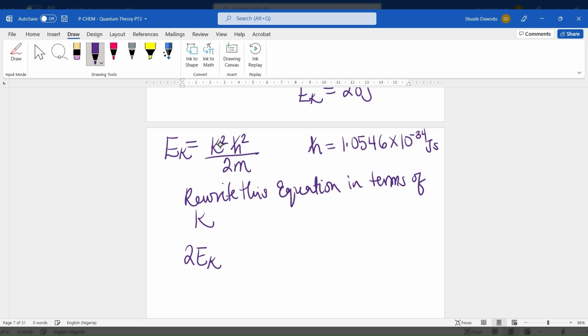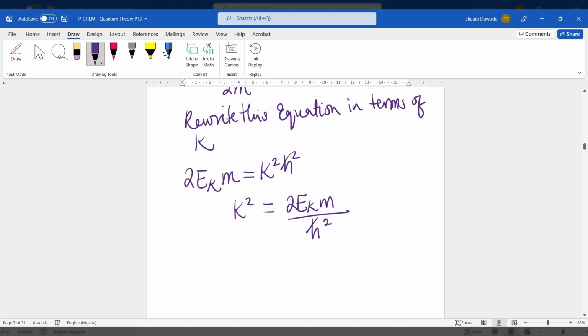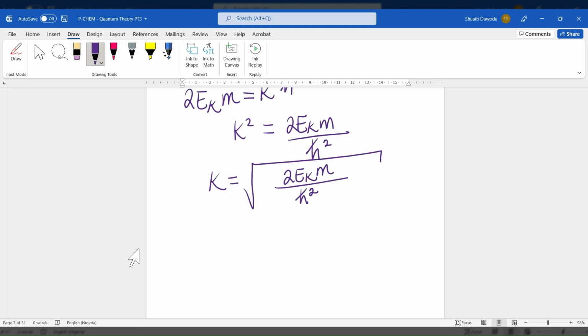So I'm just doing the calculations. 2 E sub k m is equal to k squared h bar squared. And of course, k squared is just simply going to be 2 E sub k m divided by h bar squared. And so k is equal to the square root of 2 E sub k m divided by h bar squared. So this is basically the formula in terms of k.